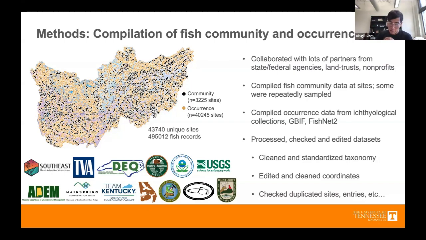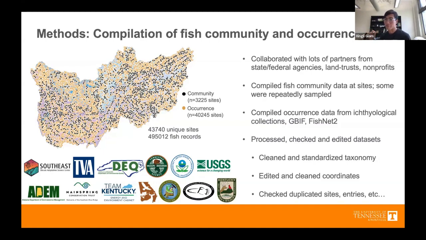And then for occurrence data, we got data from museums, from GBIF, as well as online databases. To compile all this data, we had to process, check and standardize them. There was a lot that needed to be cleaned because different data sources can name species differently. Some data sets use common names, and even common names might be different from one person to another. Some might be written in shorthand. So we had to figure a lot of these things out.